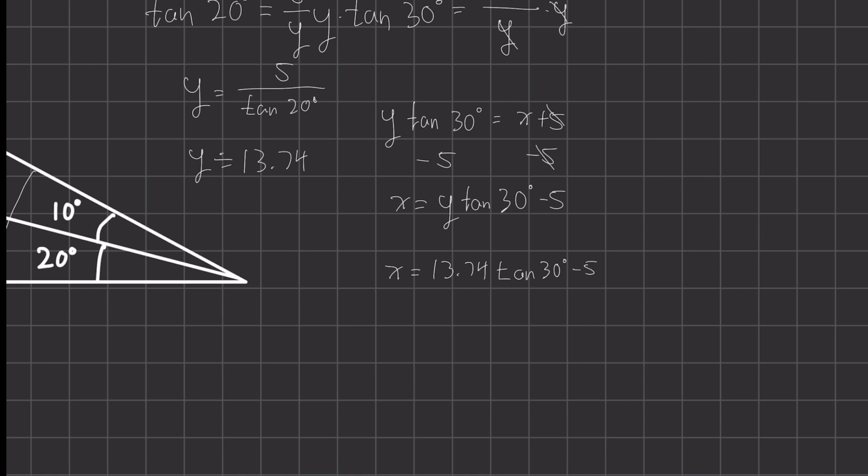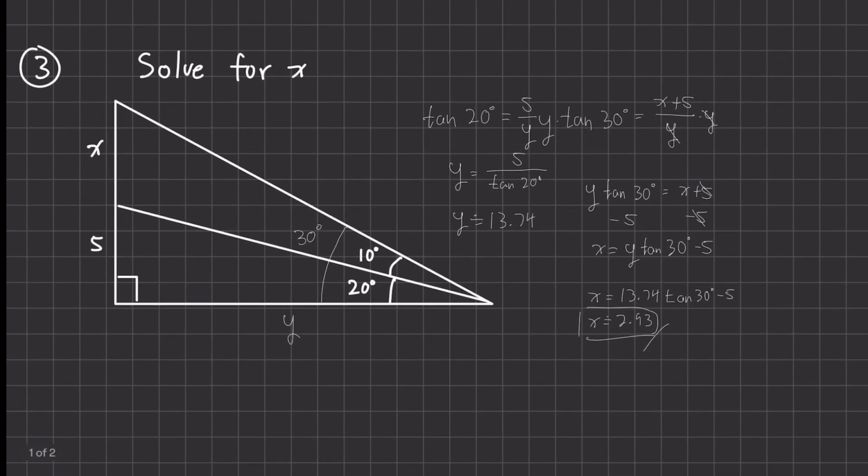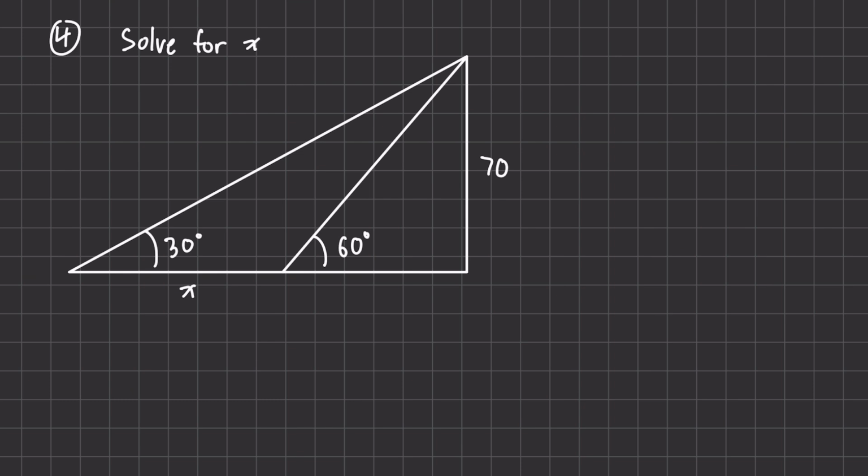And computing, using a calculator, we get that x is approximately 2.93. And that would be our final answer. So this is the fourth question, and here we're being asked to solve for x.